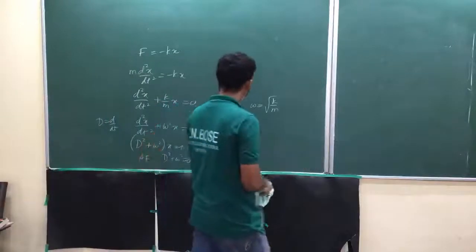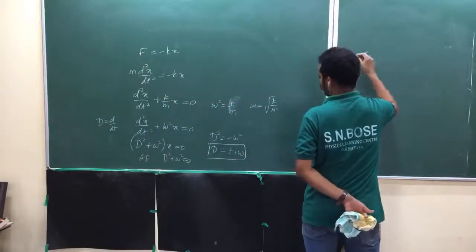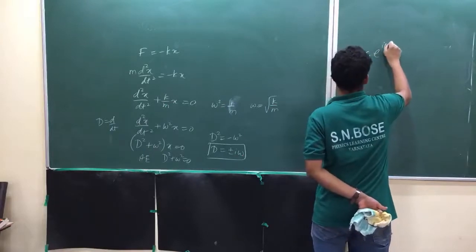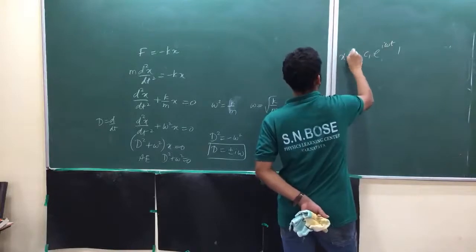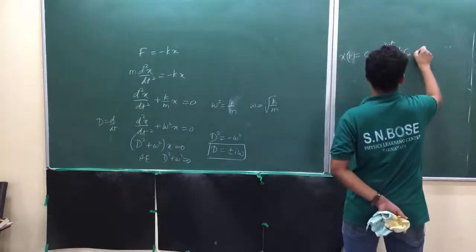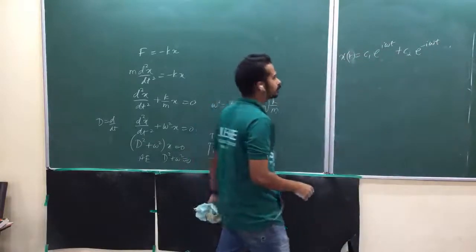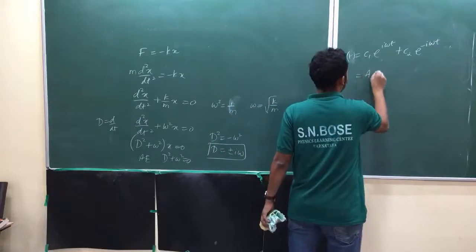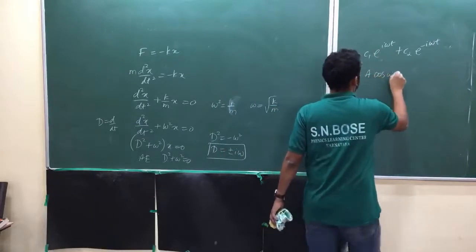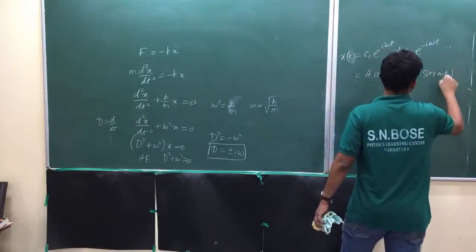Is it clear? If D was equal to plus or minus iω, what was your solution? x(t) = C1 into e^(iωt) plus C2 into e^(-iωt). Now you can write that in terms of sine and cosine also. Am I right? By defining some other variables: a cos ωt plus b sin ωt.